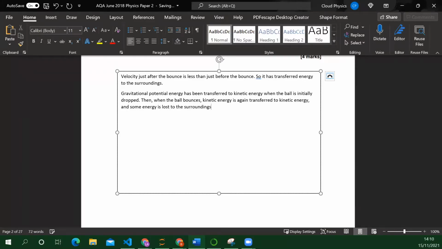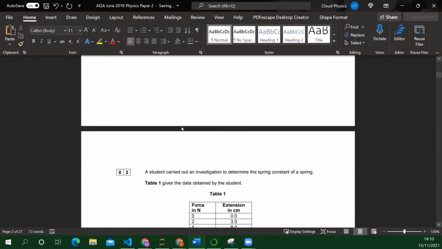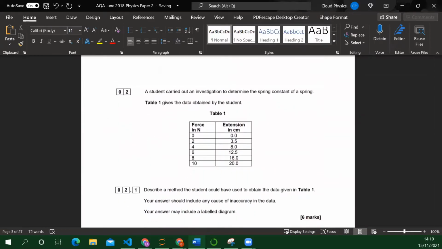Okay, that's what's happened there. So you do it with 4 marks. So you need to explain, not just one sentence for 2 marks like before, to explain what's happening there. Okay, number 2. Let's have a look.